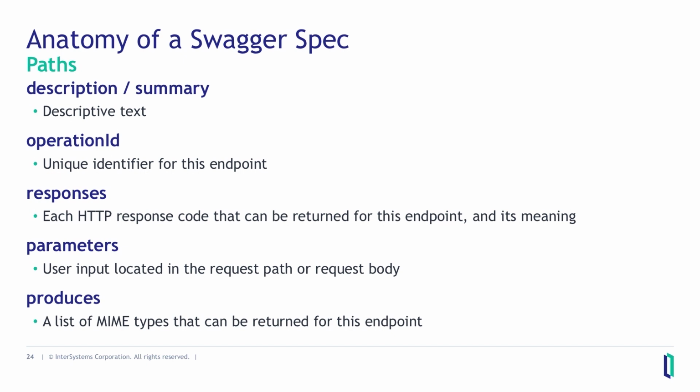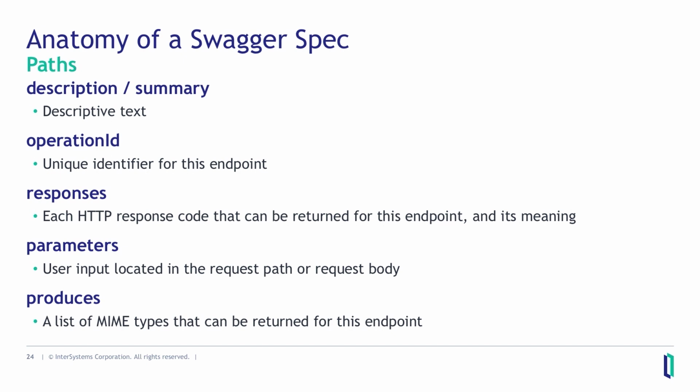Operation ID. What is the unique identifier for this endpoint? This is useful for Iris when we're generating code because we actually use this to determine the names of the class methods. There's a list of the HTTP status codes that will be returned, or that can be returned from this endpoint. You can also specify the schema. If you're sending back data, what is the format? Can I look at that in kind of an abstract way?